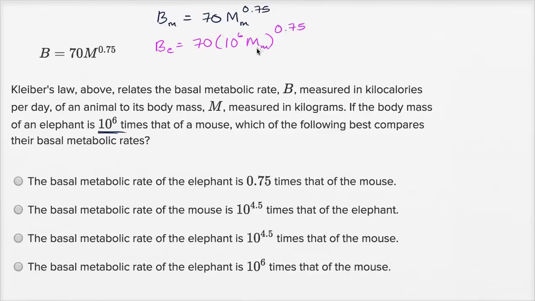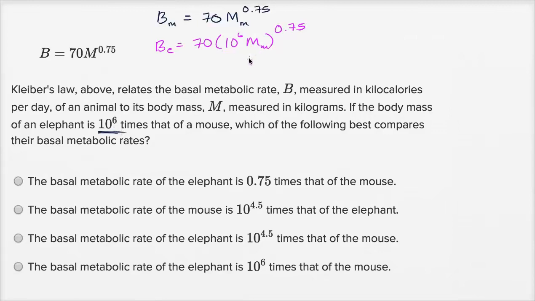And once again, I don't want this notation to confuse you. Since I'm referring to B for a mouse and B for an elephant, I'm using these subscripts to differentiate. This is the basal metabolic rate for a mouse. This is the basal metabolic rate for an elephant. This is the body mass of a mouse. This is the body mass of an elephant, which is 10 to the sixth times that of a mouse. We know that the mass of the elephant is 10 to the sixth times that of a mouse.